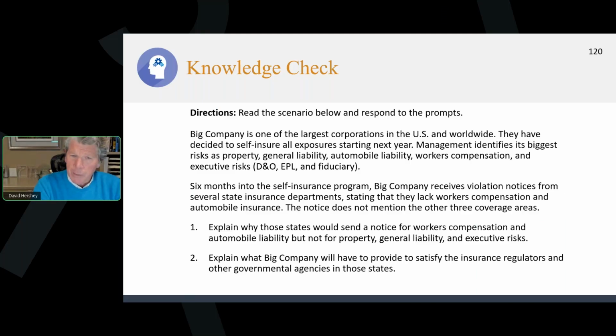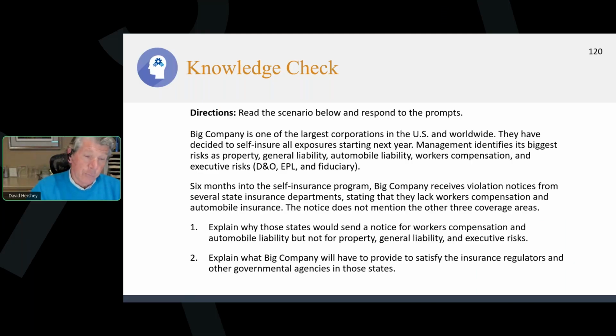Explain what big company will have to provide to satisfy the insurance regulators and other governmental agencies in those states, right? So what are they going to have to do? This is a little bit of an incomplete question. They're either going to have to provide a copy of their permit. I'm assuming that legally, big company did it the right way and got a permit, but the compliance people may not realize that big company is a qualified self-insurer. So sometimes we've had to provide a copy of the permit.